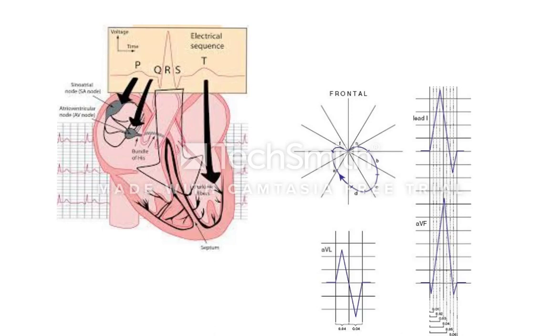If the electricity leaves the rapidly conducting system, similar to a highway, so if you imagine this His-Purkinje system here going down, and these are the most rapid areas of conduction. If there's a block and it has to leave that, then it'll conduct in the myocardium on a cell-to-cell basis, and that'll be much slower. So your usual QRS will be much wider.